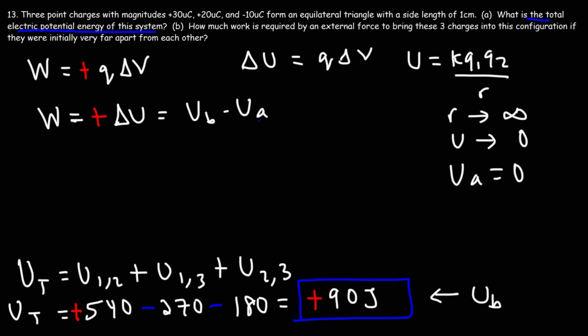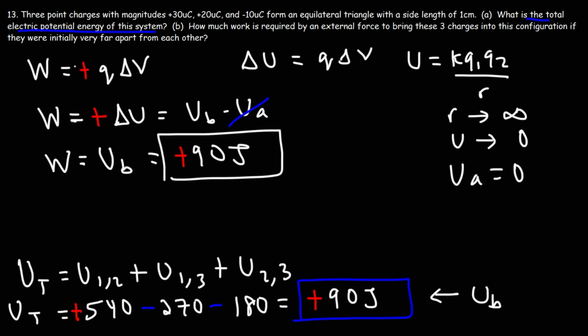So if UA is zero, then the work required by an external force to bring these three charges together from a very, very far distance, if they were initially very far apart, becomes equal to simply UB. So the answer is simply 90 joules. 90 joules of work is required for an external force to bring these three charges together if they're initially very far apart from each other. So that's it for part B.